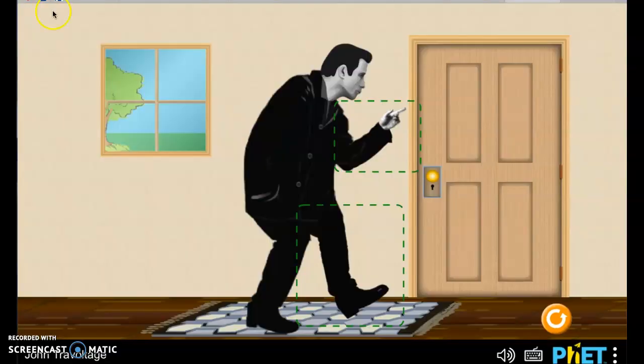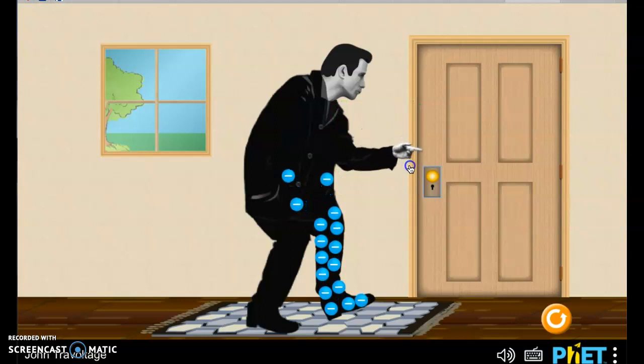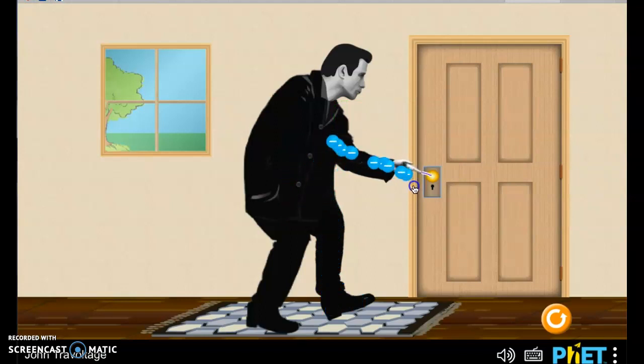Here's another PhET simulation. It's called John Travoltage. And you can rub his foot on the carpet, which charges him. And then he's going to be negatively charged. And when he moves his hand near the doorknob, you can see that negative charge wants to leave him and go to the doorknob, which is kind of like a ground in this case, right? It's got some metal there, and it's a place for that extra charge to leave him and go spread away.